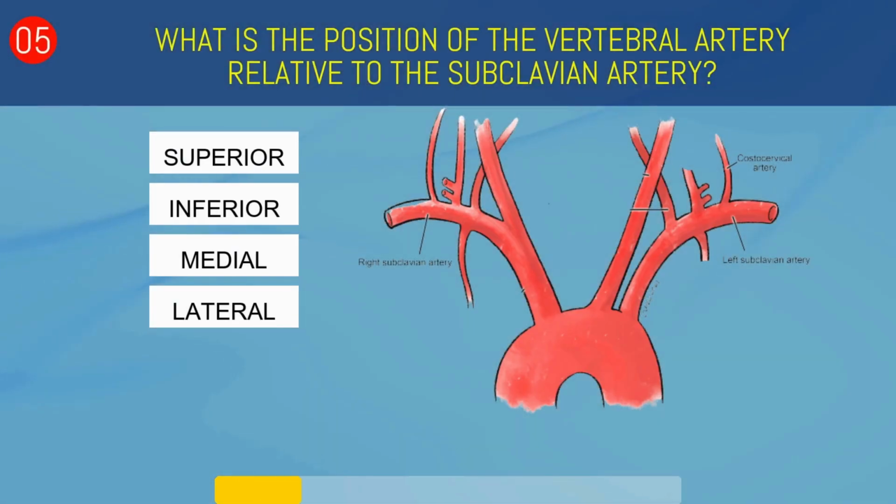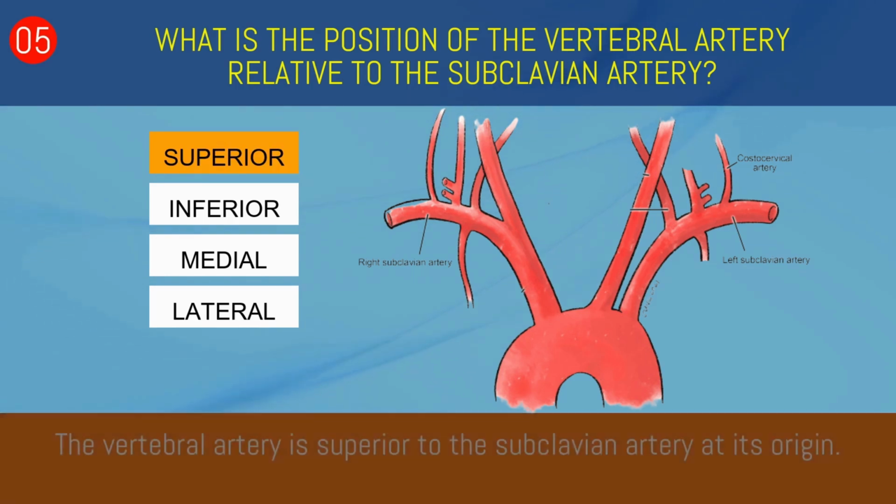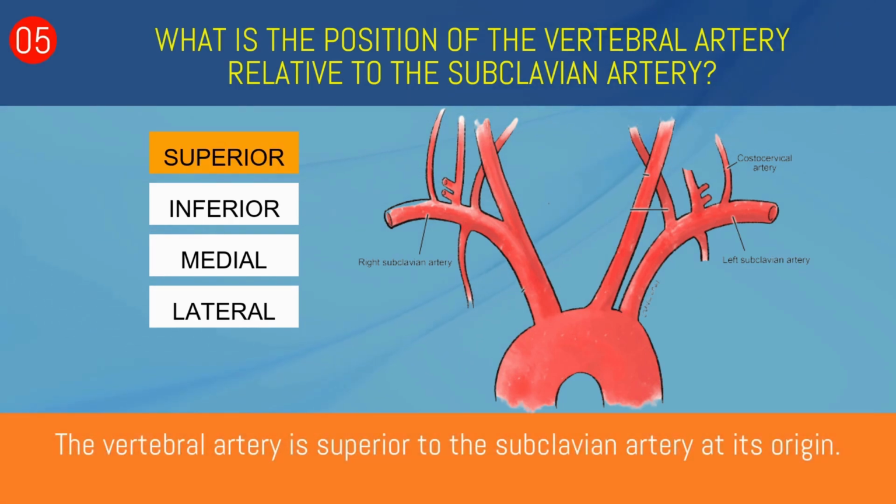What is the position of the vertebral artery relative to the subclavian artery? Superior, inferior, medial, or lateral? Superior. Vertebral artery is superior to the subclavian artery at its origin.